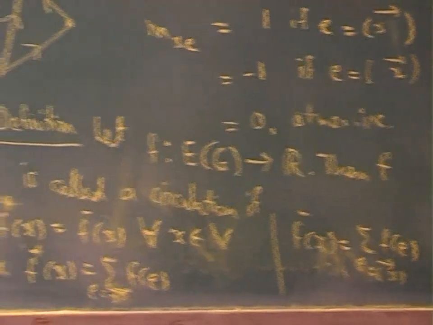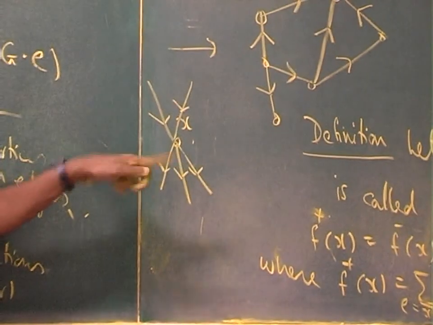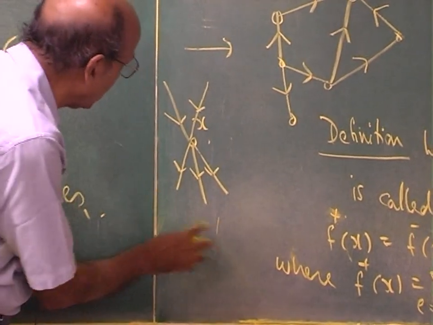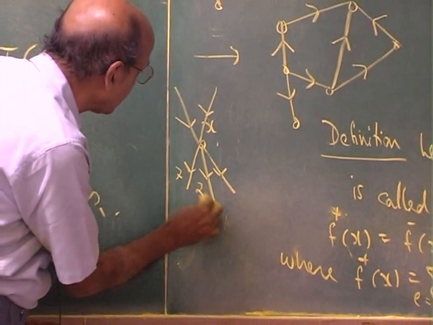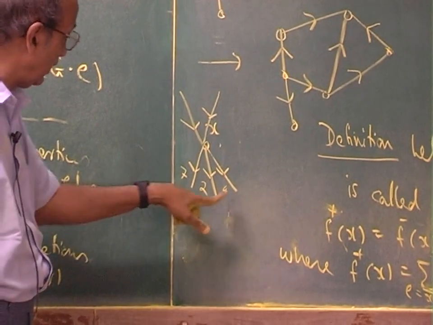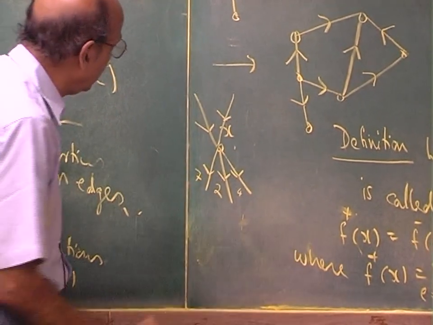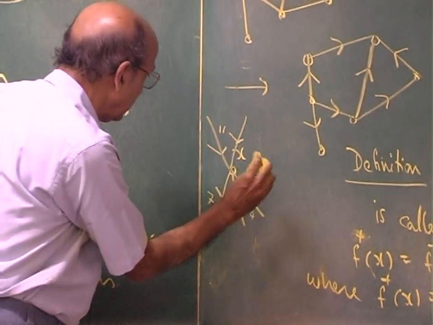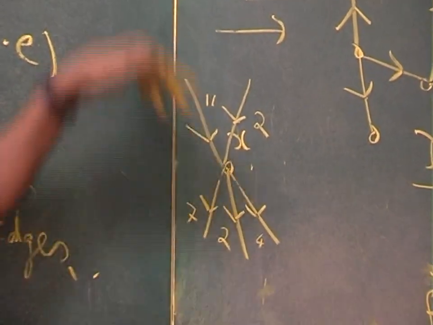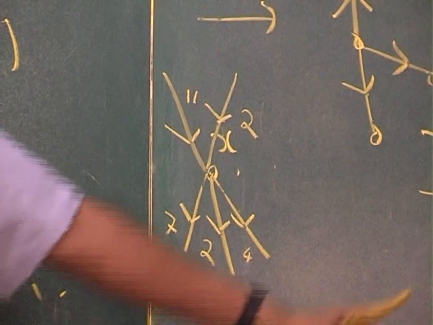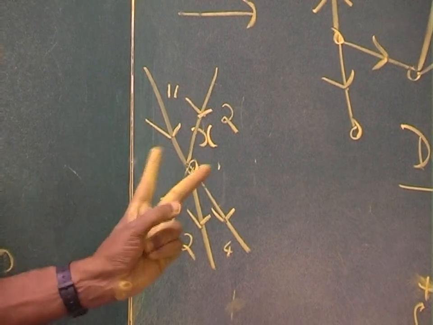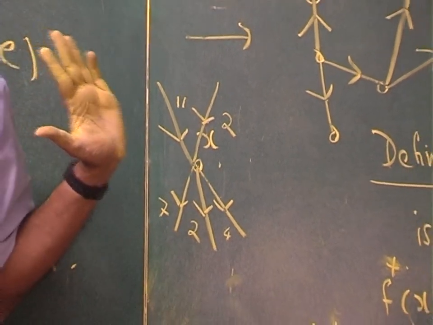For example, in this picture, there are 2 edges coming into x and 3 edges going out of x. Suppose, just to get an idea of circulation, suppose this is 7, this is 2, this is 4. 7 plus 2 is 9 plus 4 is 13. And suppose this was 11 and this was 2. Then there is a balance here. Is that clear? Whatever is going out, equal quantity is coming in. And this must happen locally at every vertex. At every vertex, this balance must hold.